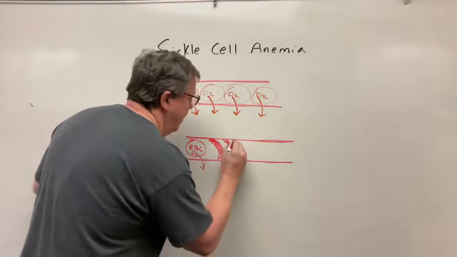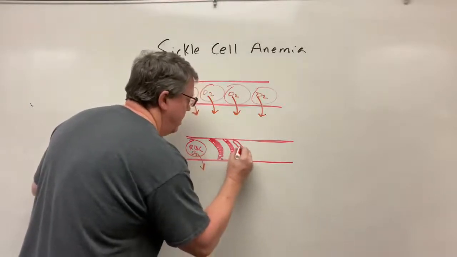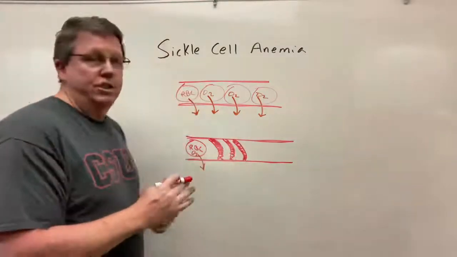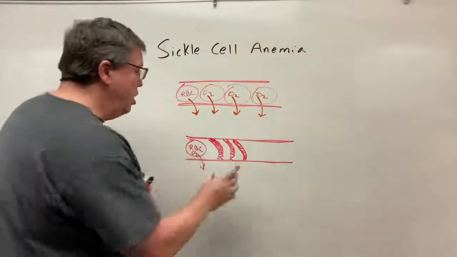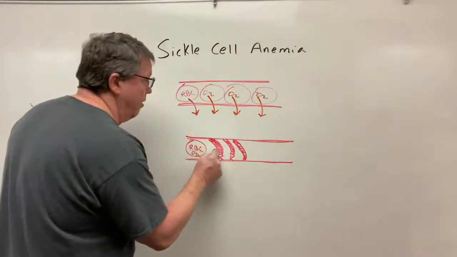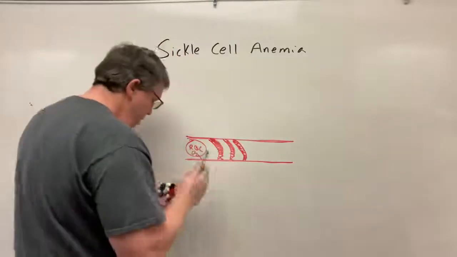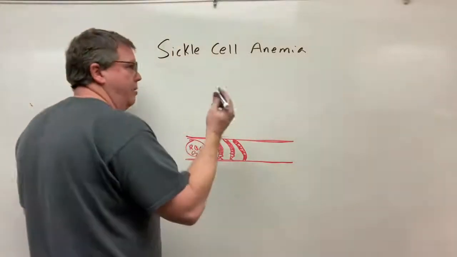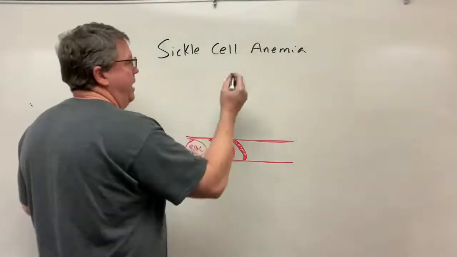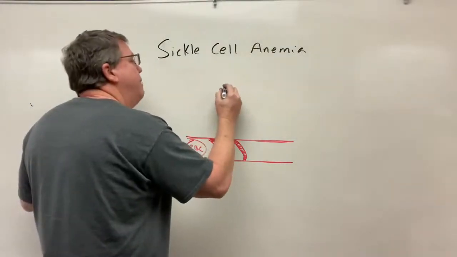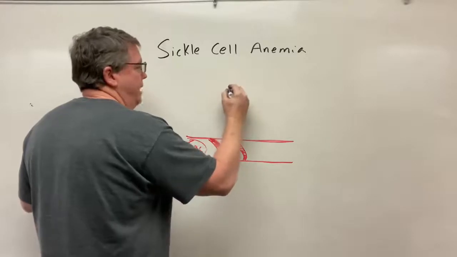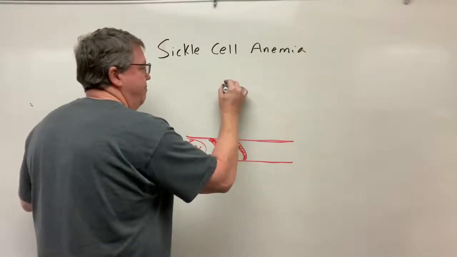Okay, so they were carrying oxygen fine until they lost the oxygen, and now they have the sickle cell shape. So let's talk about what happened between here and here. If you remember, we talked about those beta globins that we have in our body, right? And so imagine that you're in the inside of the red blood cell, and here's my beta globin, right?